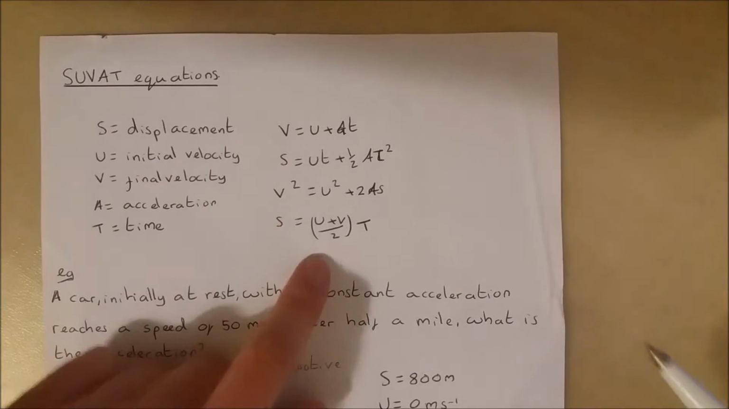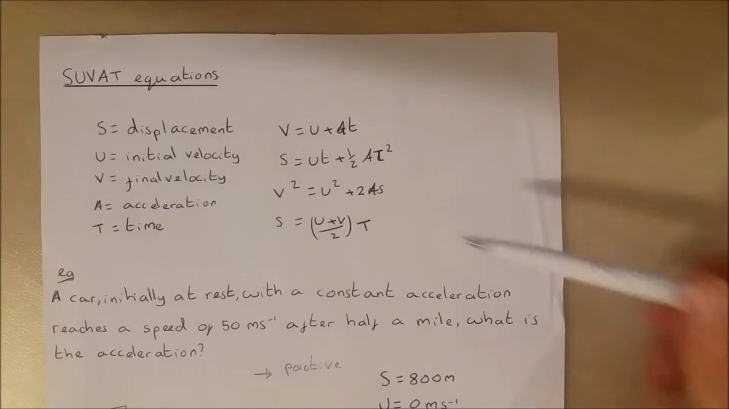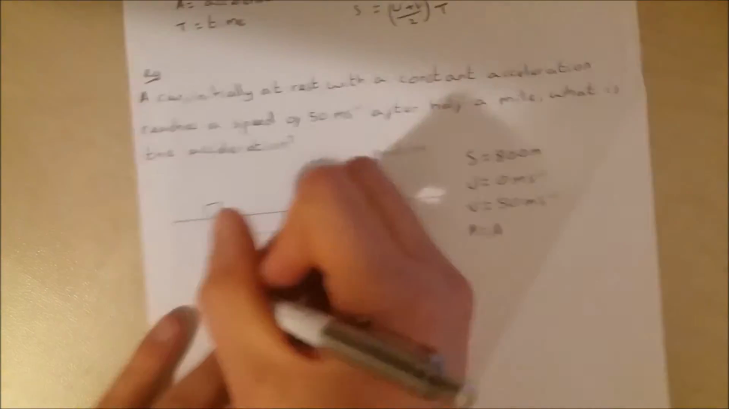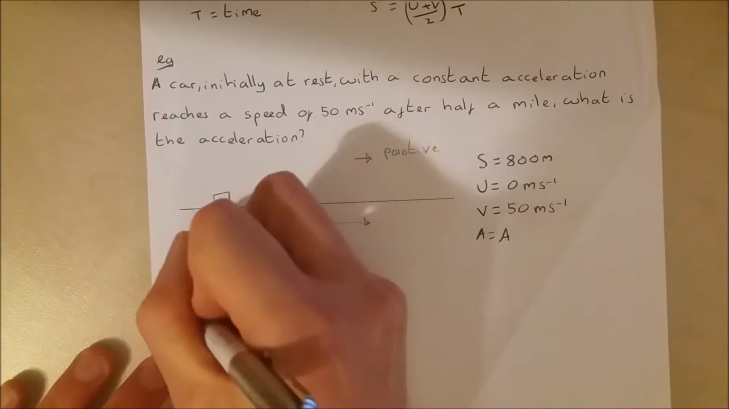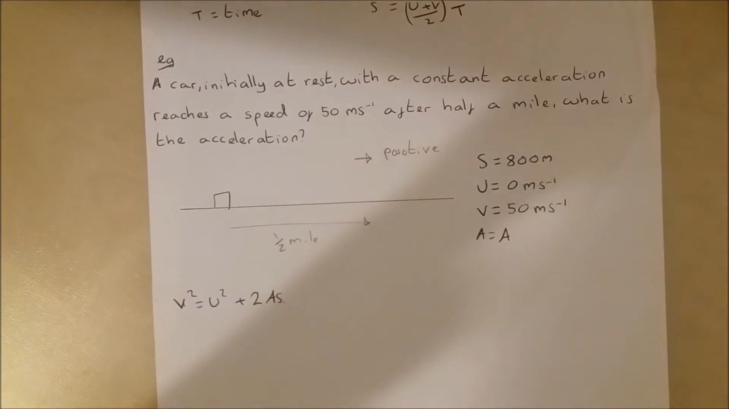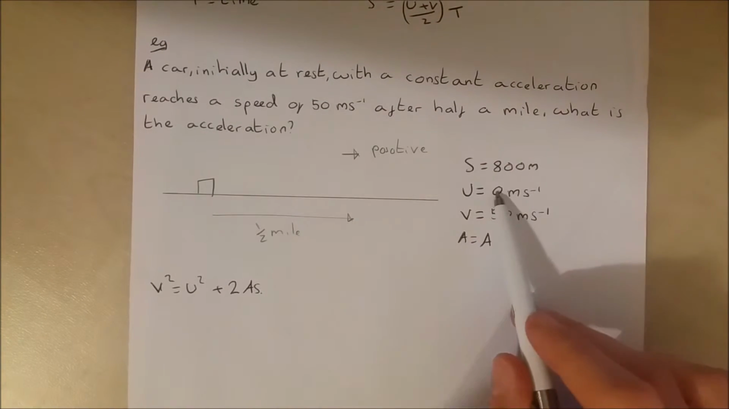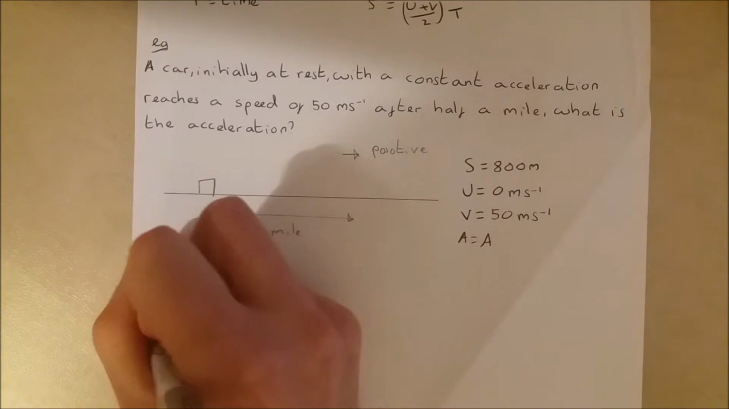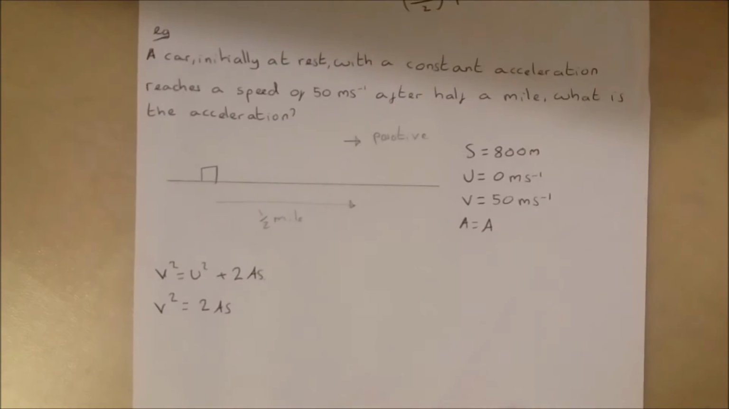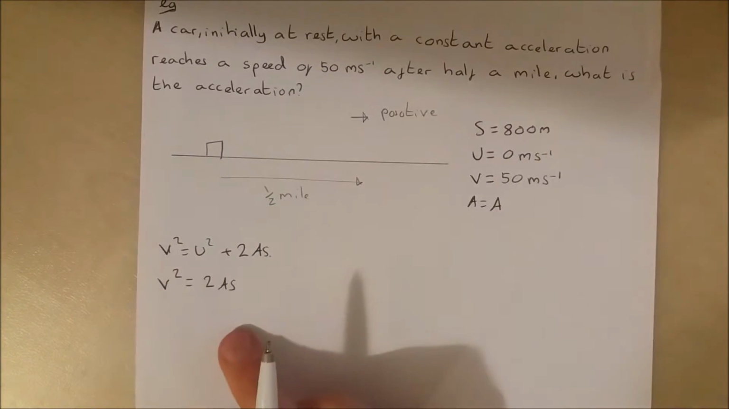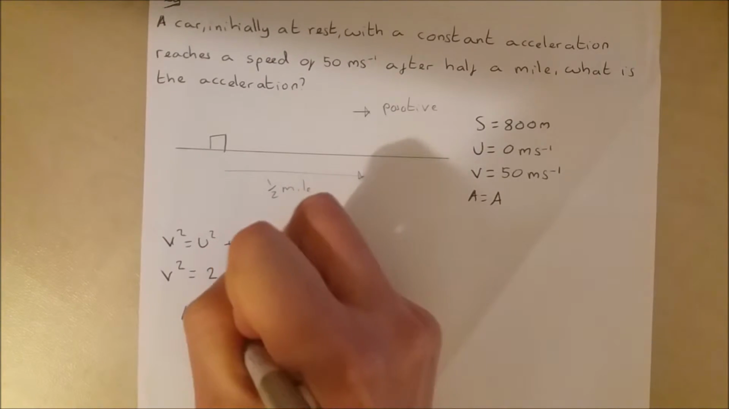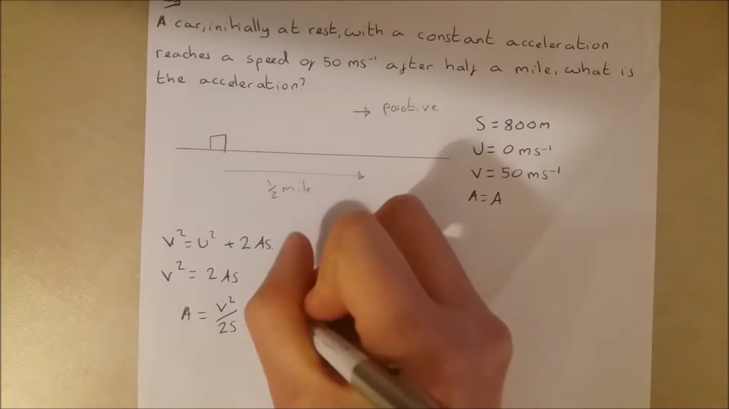If we look at the equations, the one that we want to use is the one that hasn't got a t in it. So it's not this one, not this one, not this one, so it must be this one. V squared equals u squared plus 2as. You know that the initial speed is 0, so this term is going to go to 0. So you have v squared equals 2as. A is what we're trying to find, so if you rearrange this for A, you have A equals v squared over 2s, and then put in the numbers.